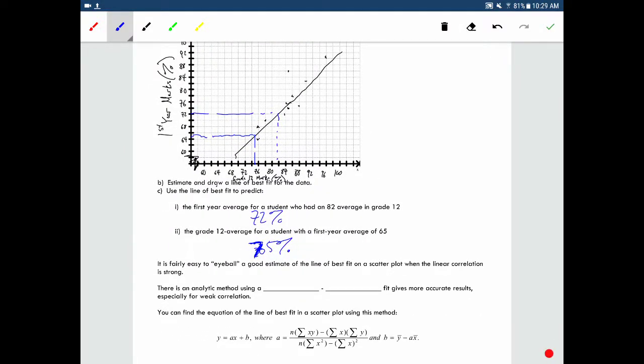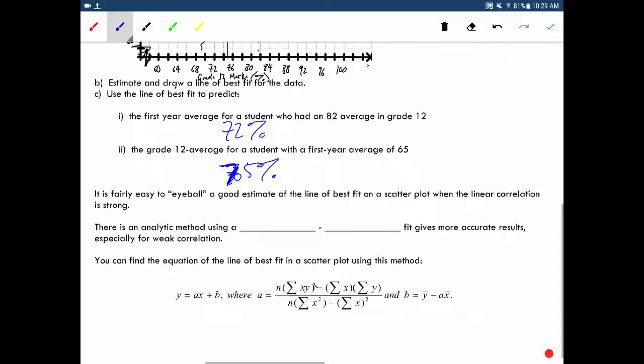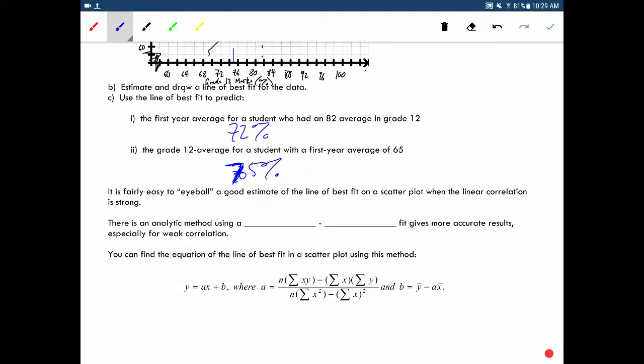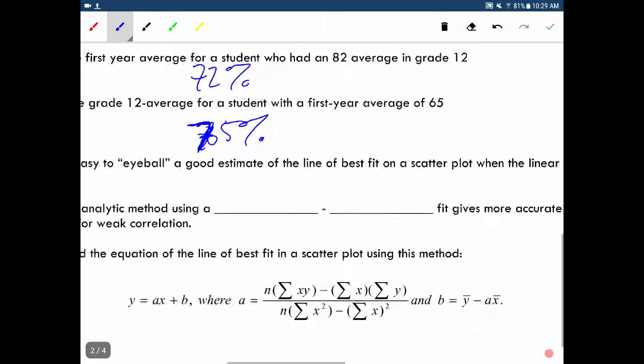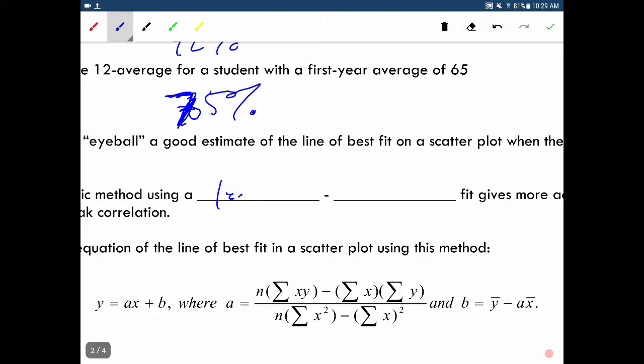So, what we can do to make these lines of best fit is we can actually be much, much more accurate. And there is a correct way to find a line of best fit. What we call it is the least squares fit. Least squares.